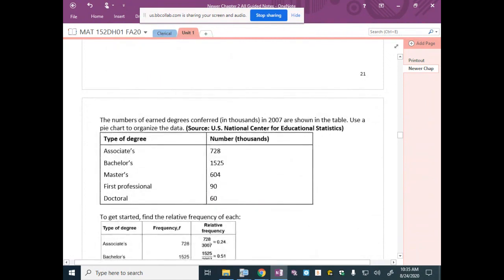So, the number of earned degrees conferred in 2007 are shown in the table. This is a guided example. If we wanted to use a pie chart to organize the data, there were 728,000 associate degrees granted in the year 2007. Yeah, you get an associate's here. Bachelors are a 4-year degree. There were 1,525,000, or 1.525 million.